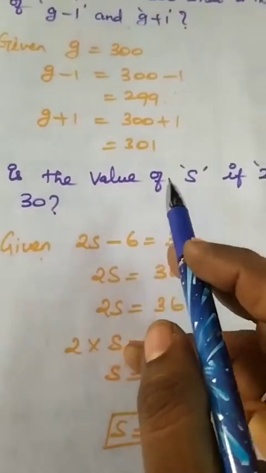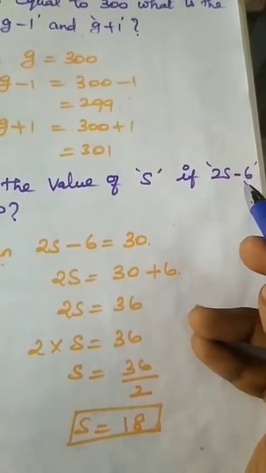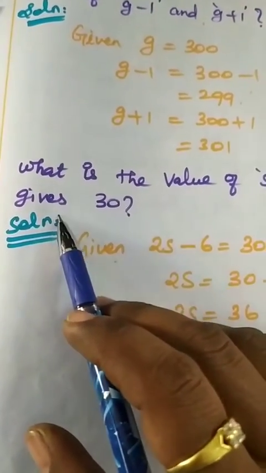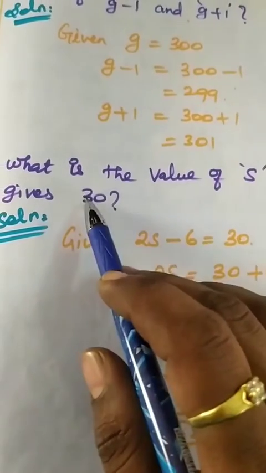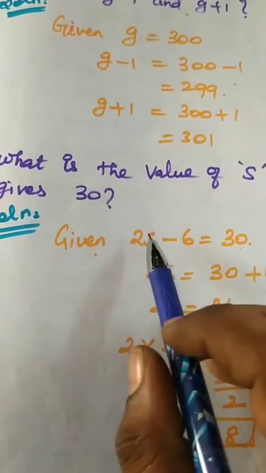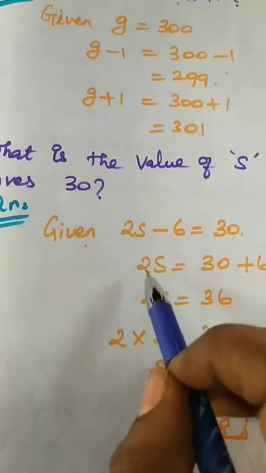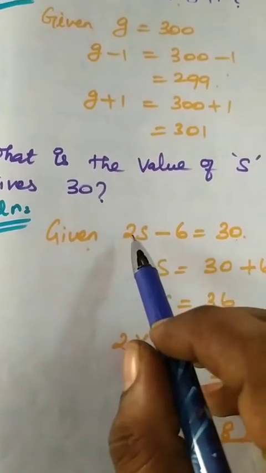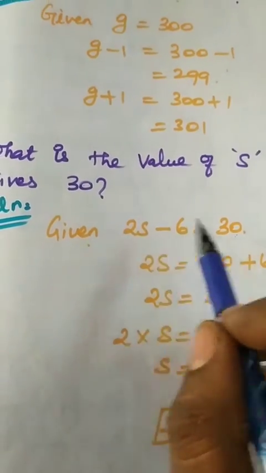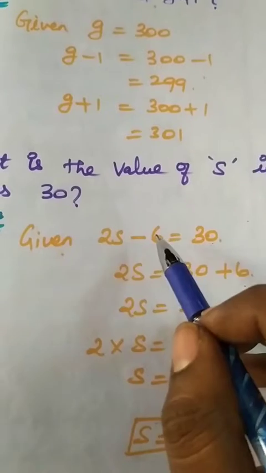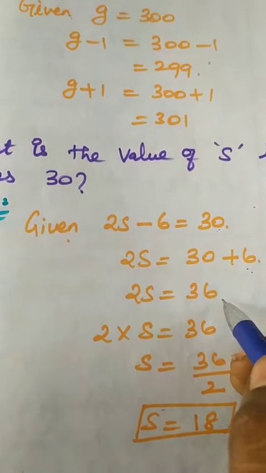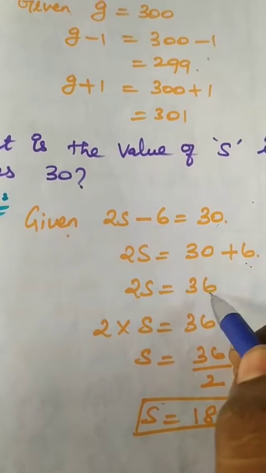What is the value of s if 2s minus 6 gives 30? Gives means giving the answer, so you write this number on the opposite side, equal to 30. So 2s minus 6 equal to 30. We need the value of s, so we keep 2s on the same side. The minus 6 will go to the opposite side. The minus 6 changes into plus 6. Okay, so 2s equal to 36. 30 plus 6, 36.